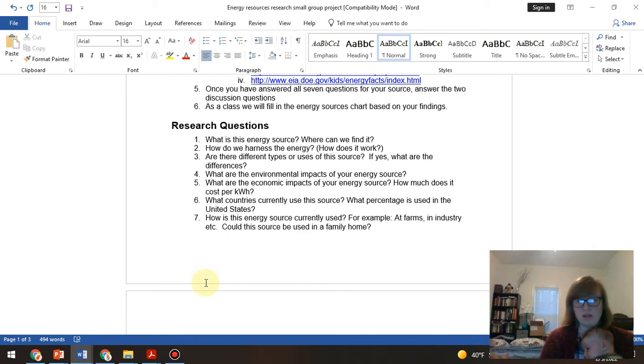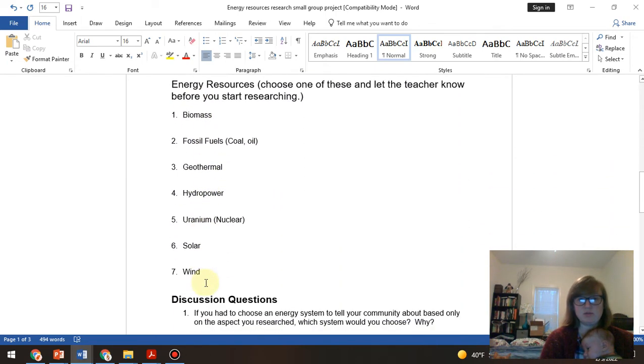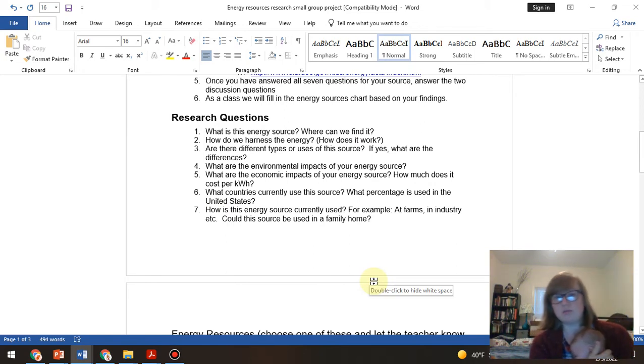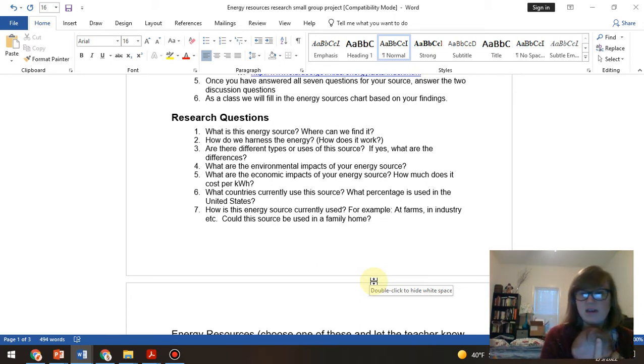So with your group, you're going to pick one of these energy resources, like geothermal or wind, and then you and your group are going to answer these 7 questions about the energy source you chose. You're going to put it in some sort of presentation. Put it in a PowerPoint. Or if you like doing something on a poster, if you want to use that giant paper because you'd rather write something, that's fine. You're going to put all of that together, and then you're going to present that information.